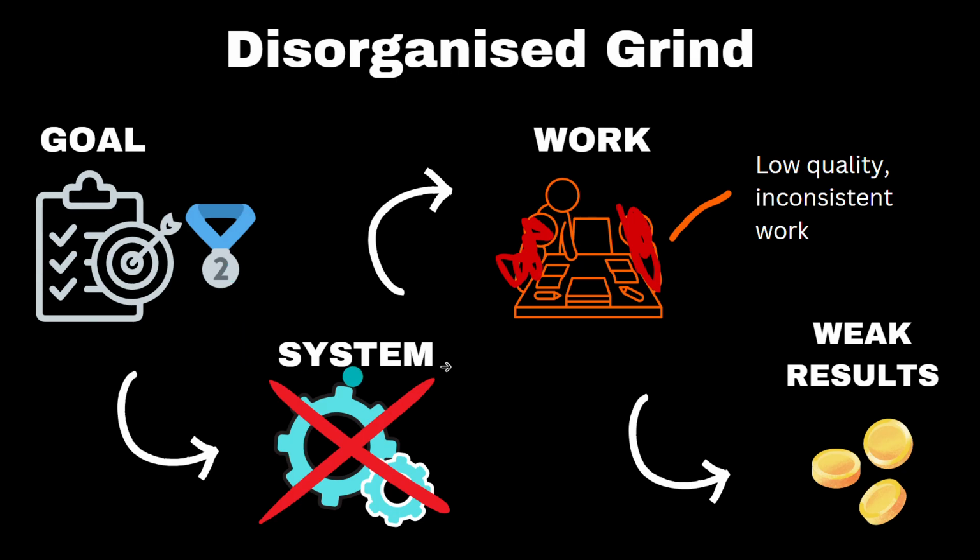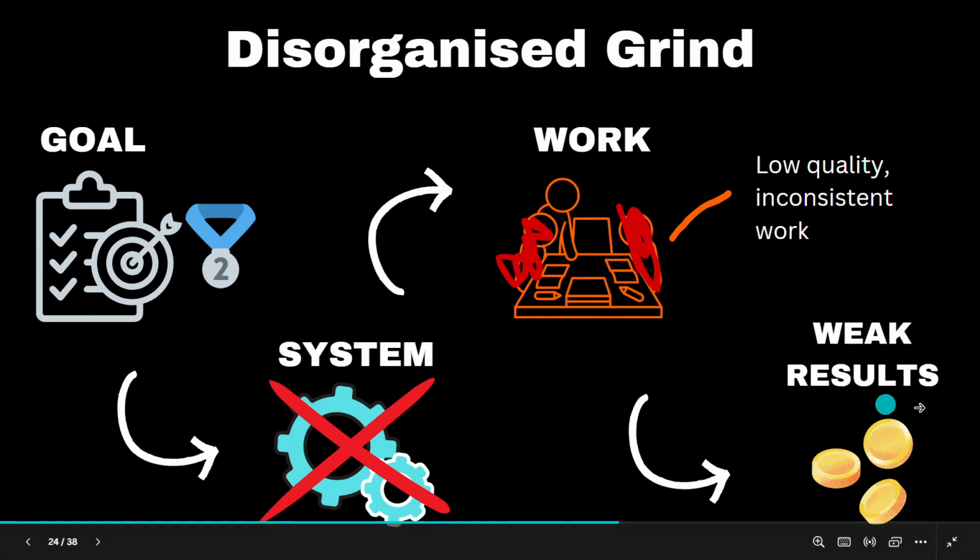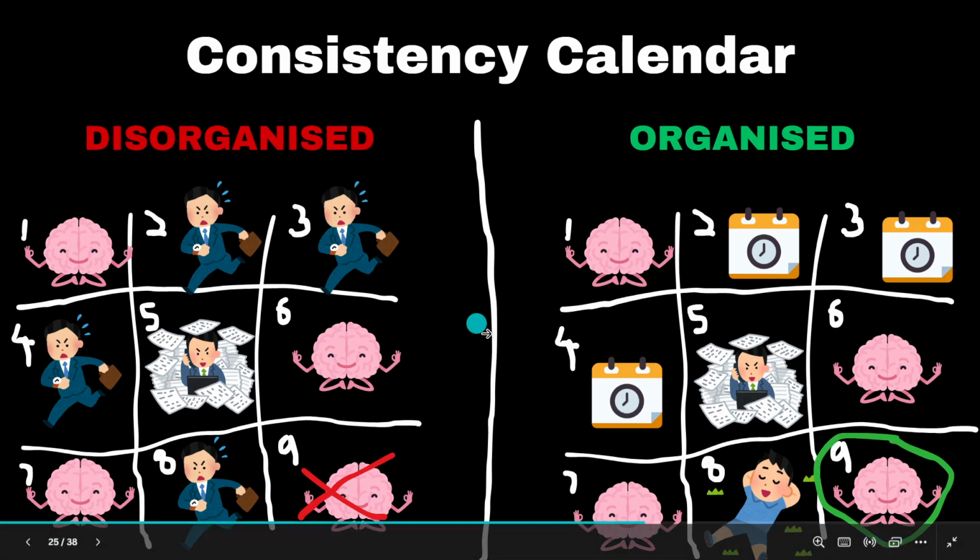And then of course, they're going to be inconsistent. They have low quality, inconsistent work because they have no actual plan and they get weak results in the language, which basically means you get nowhere. So here is what that looks like in a calendar.